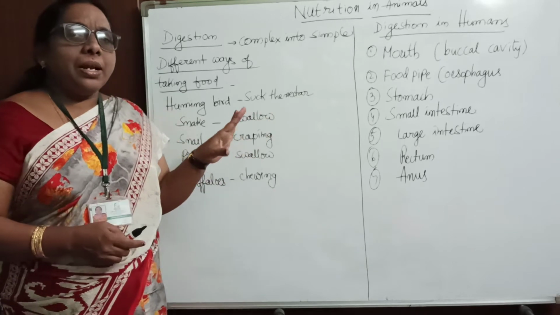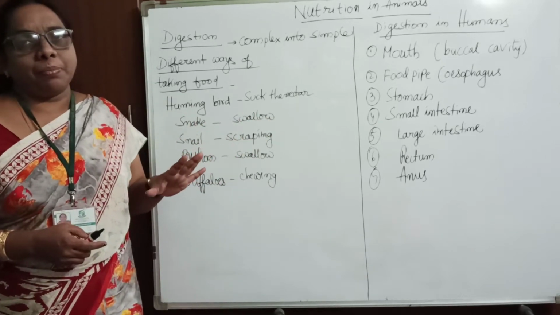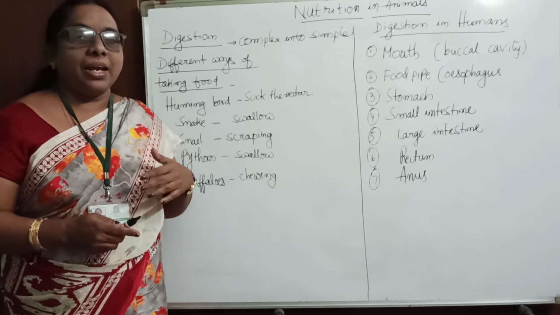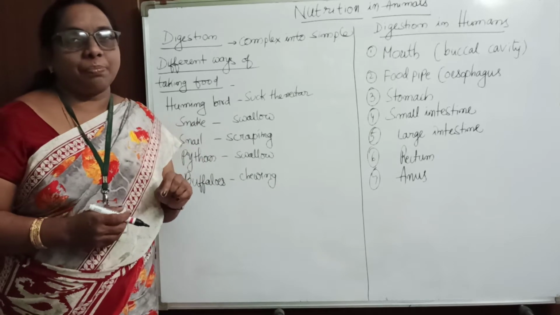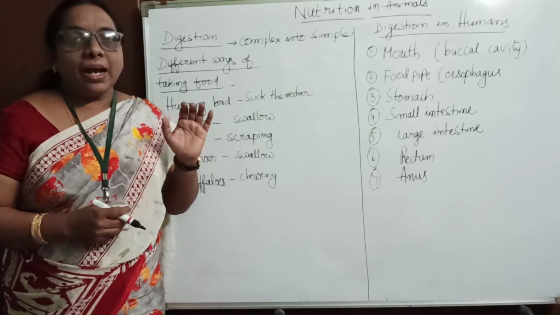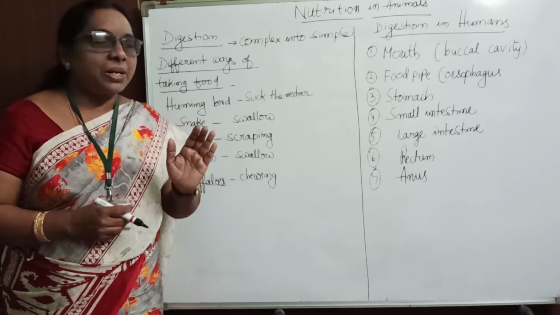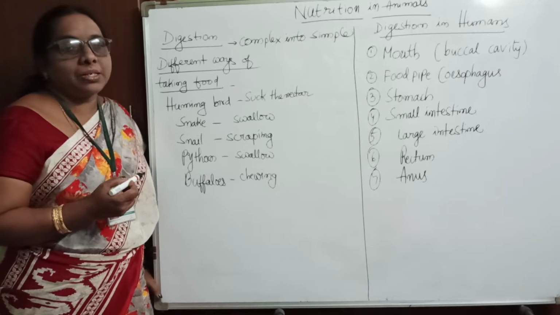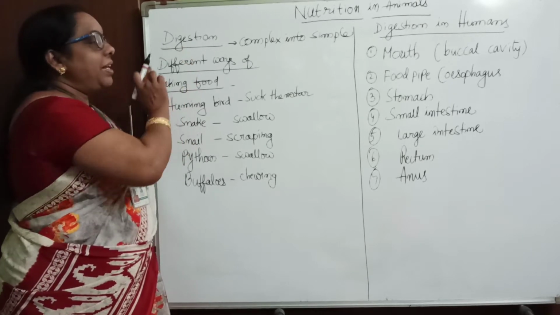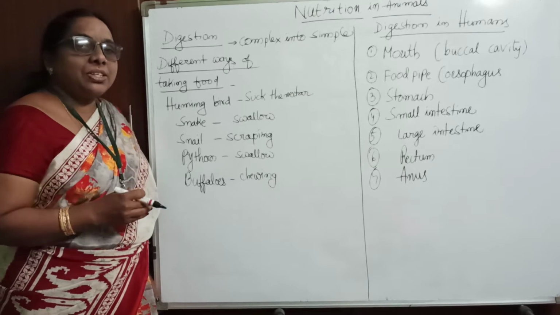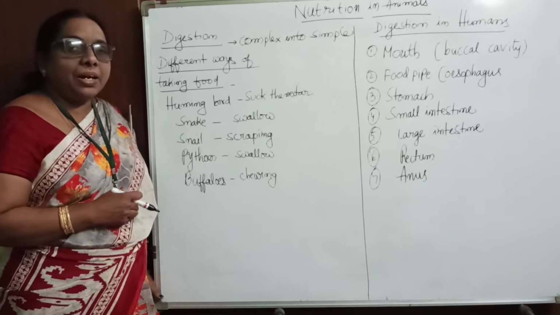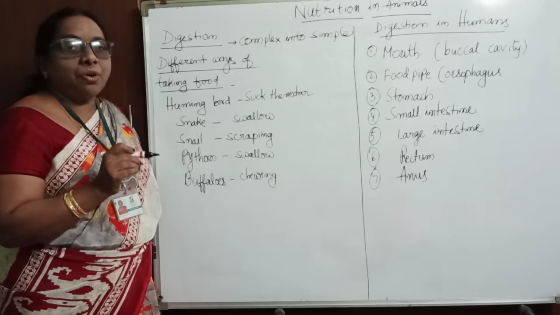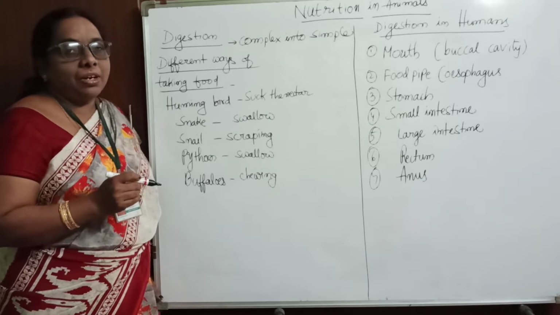All the food components we take are complex products. These complex products have to be converted into simple ones. The conversion of complex food products into simple ones is called digestion. How this digestion occurs in human beings and different animals, we are going to study in this topic.